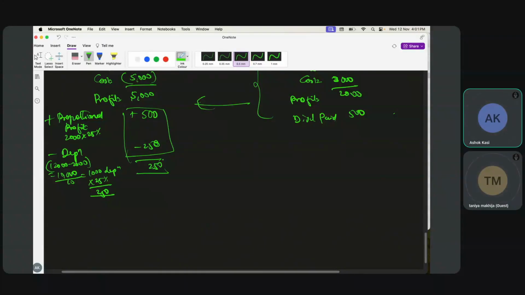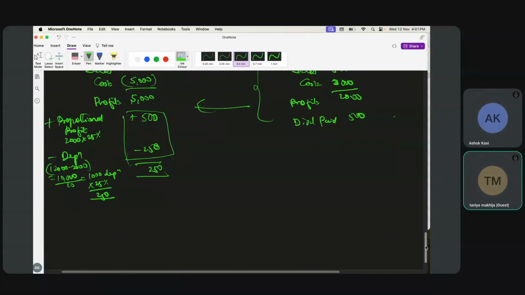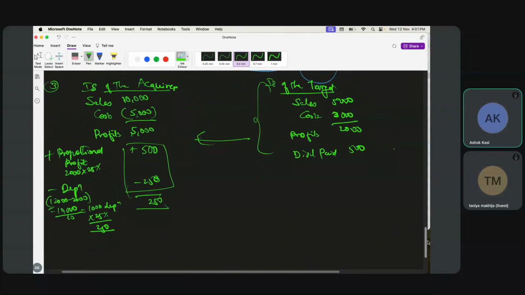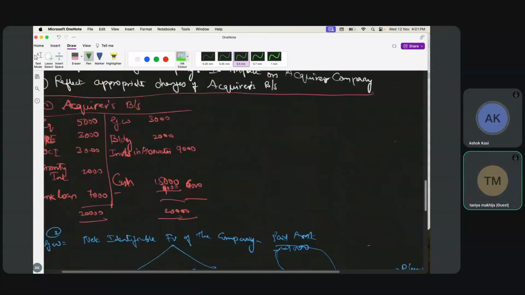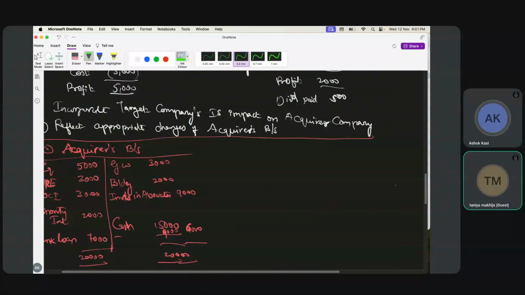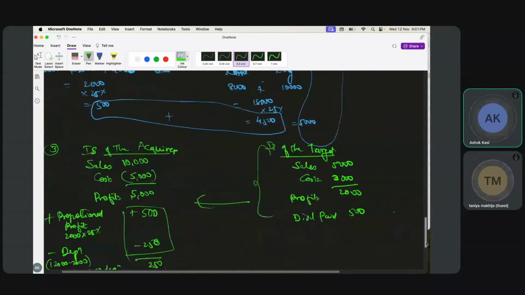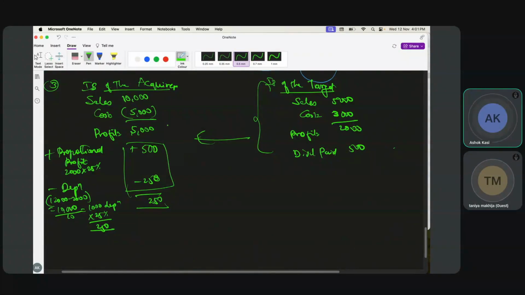This is called what? Incorporating the income statement of the target company in the acquirer's income statement. So this is the third question: incorporate the target company's income statement impact on the acquired company. There is no effect of dividend. Dividend we are not going to handle here in the income statement.